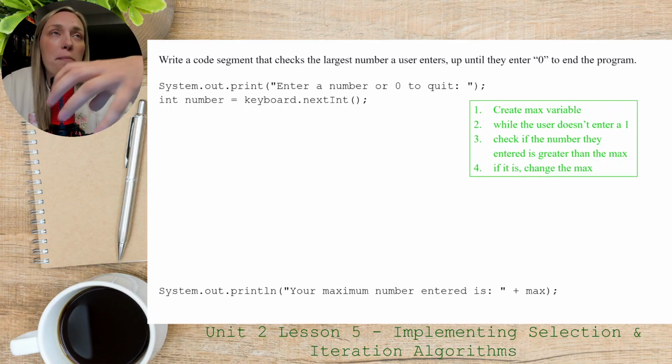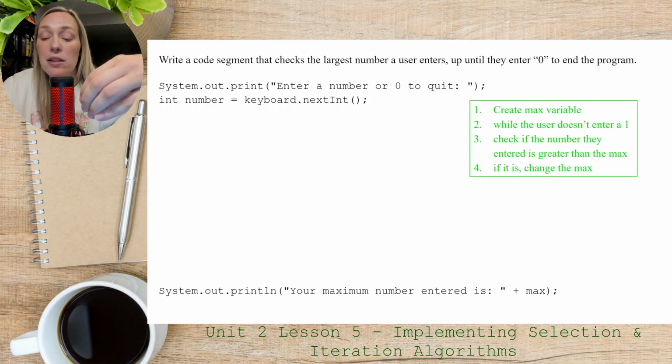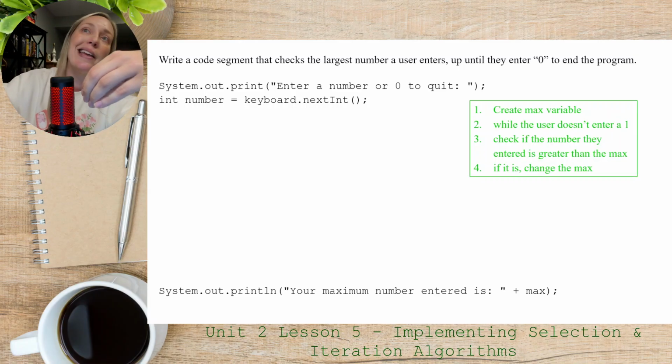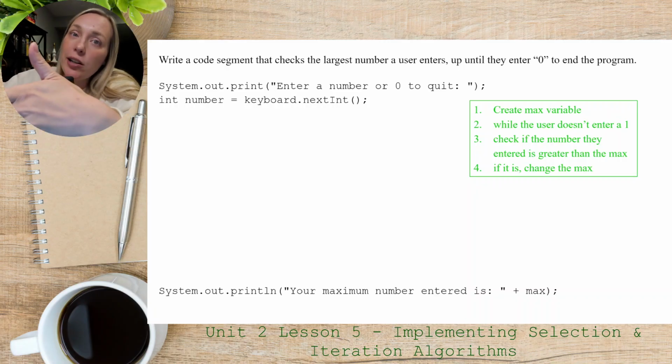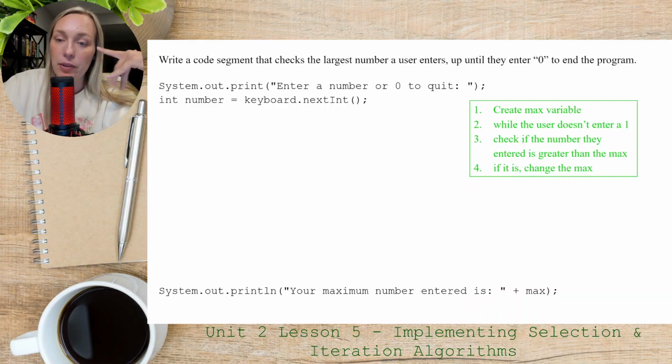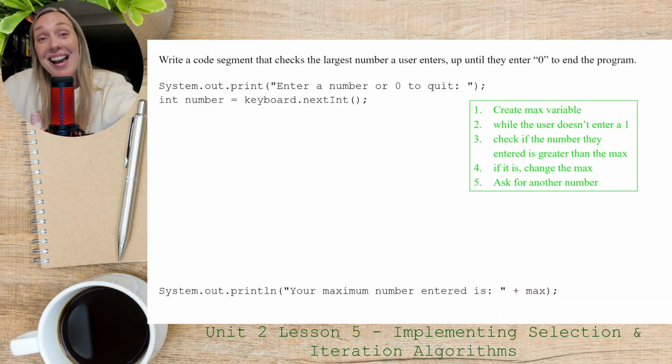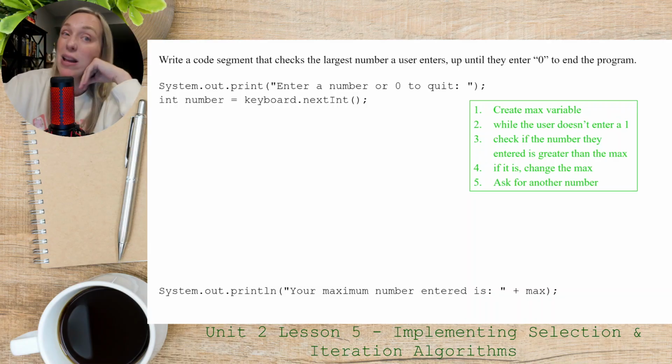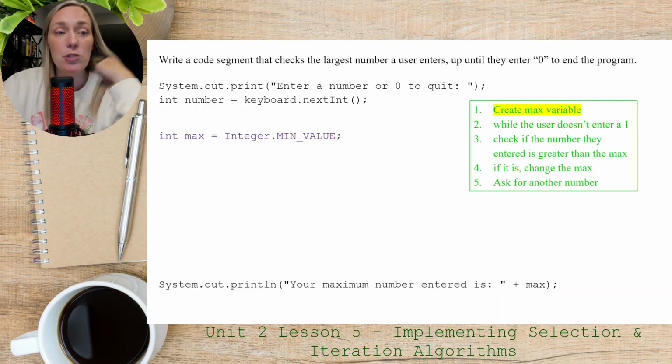Because if it is, we want to change the max, right? So if our max is currently 10 and the user enters a 20, well, hey, they entered a number larger than what we currently have. Let's change the max to 20 and keep going. And then at the end, we want to ask for another number. We want to keep asking for a number as long as they don't enter a 0. So here's what we're going to do.